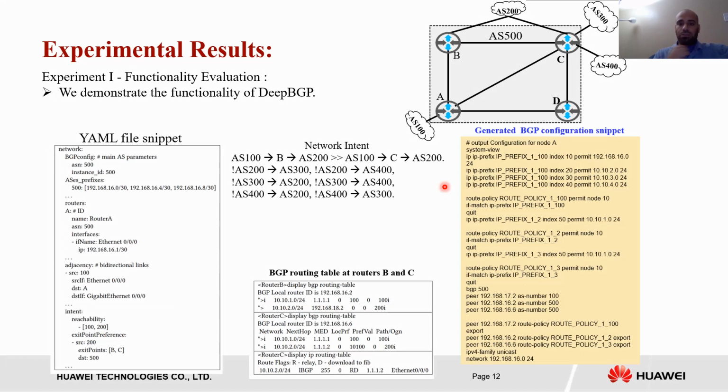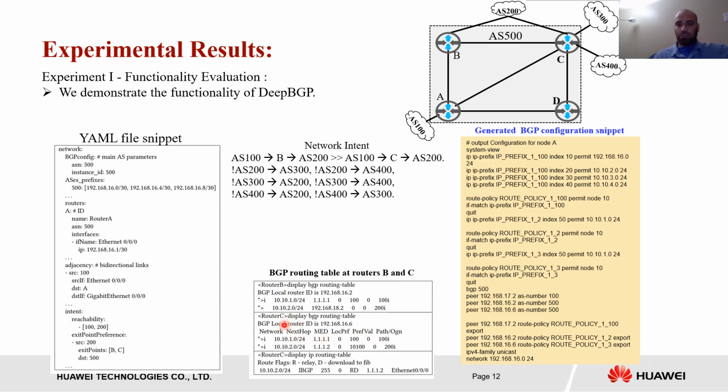For the experiment results, we conducted 3 experiments to validate our algorithm. The first one validates the functionality of DeepBGP. As we can see here in this topology, we have this input as an intent, and then we applied our algorithm and generated this output, which we applied in a network simulator, and we tested manually all the connectivity between nodes and all the route preferences.